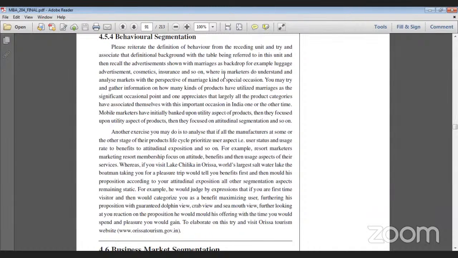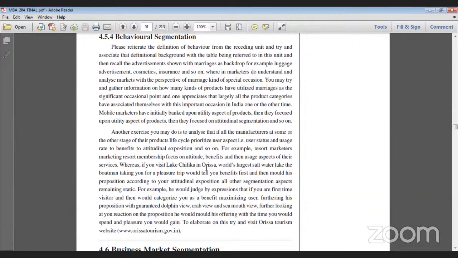Now see, in behavioral segmentation, they have given more importance to the product which is being occupied in the occasional traditional ways. As you have seen in mobile, marketers have initially banked upon the utility aspect of the product. When they focus upon the utility aspect of the product, then they are focused on attitudinal segmentation, and so on. Now they are giving an example of resort marketers, right? Resort marketers, which is benefit for their services.